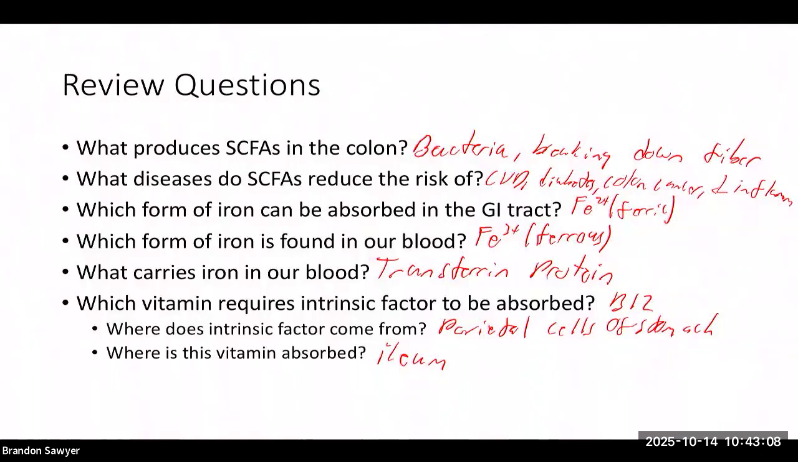All right, we got those two different forms of iron. In order to get it out of the GI tract into our intestinal cells, we have to turn it into the ferric form, which is the +2 form, right? But then once we get it back into our blood, we need it to be in the ferrous form, the +3 form. And that ferrous iron binds to transferrin protein, right? It's a nice name: it transfers ferrous. So that's how we carry it around through our blood.